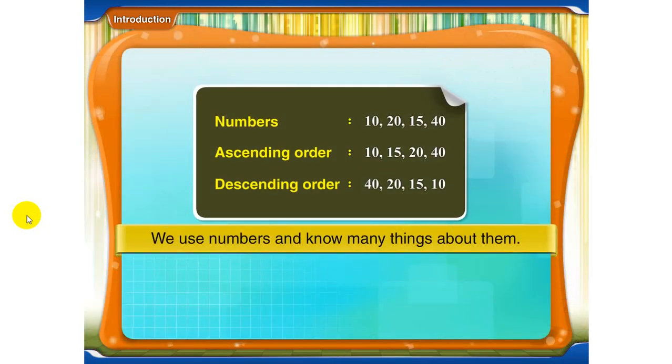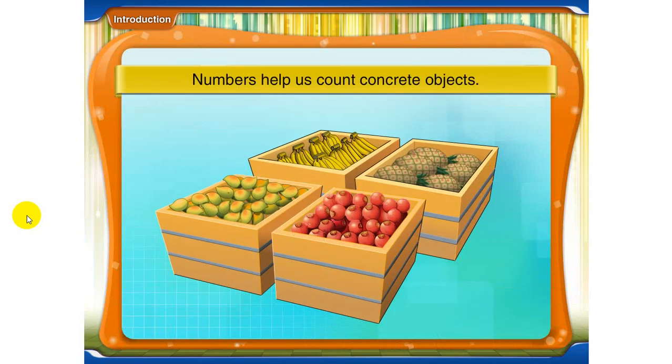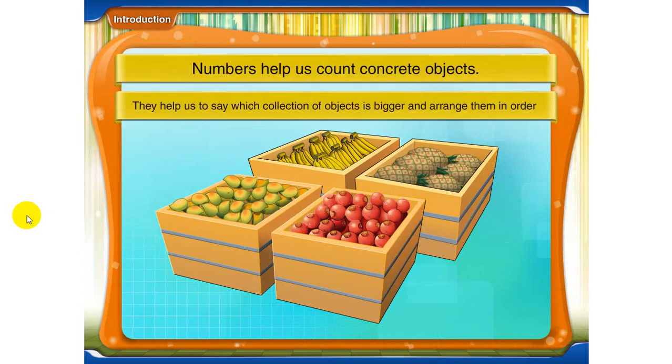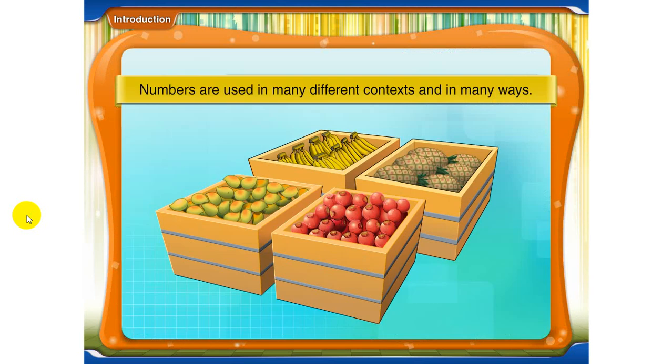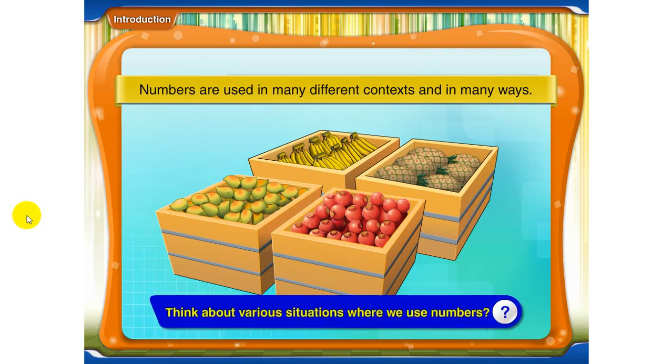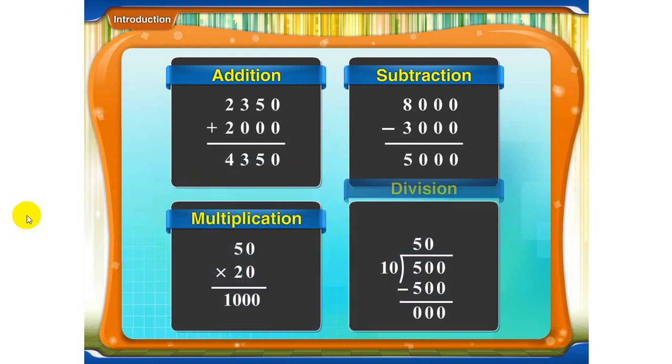We use numbers and know many things about them. Numbers help us count concrete objects. They help us to say which collection of objects is bigger and arrange them in order. Example: first, second, etc. Numbers are used in many different contexts and in many ways. Think about various situations where we use numbers. We enjoyed working with numbers in our previous classes. We have added, subtracted, multiplied, and divided them.